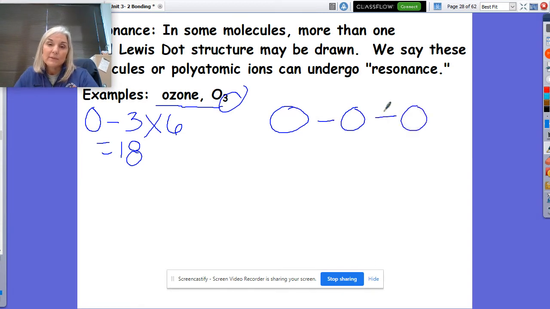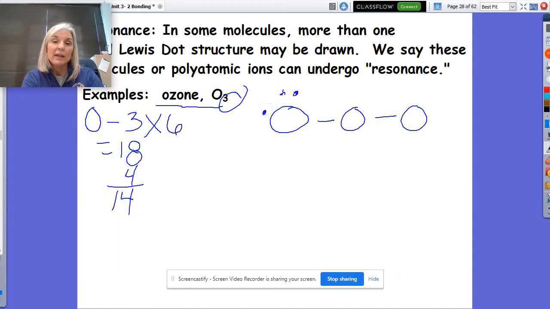As you can see, I have 3 oxygens. My O's don't look too good, but here we have a single bond, and remember, a single bond means 2 electrons, and then we have another single bond. So we've used up 4 out of the 18, which gives us 14. The rule states we need to complete an octet for the outside atoms and then move inside. So I'm going to do that next.